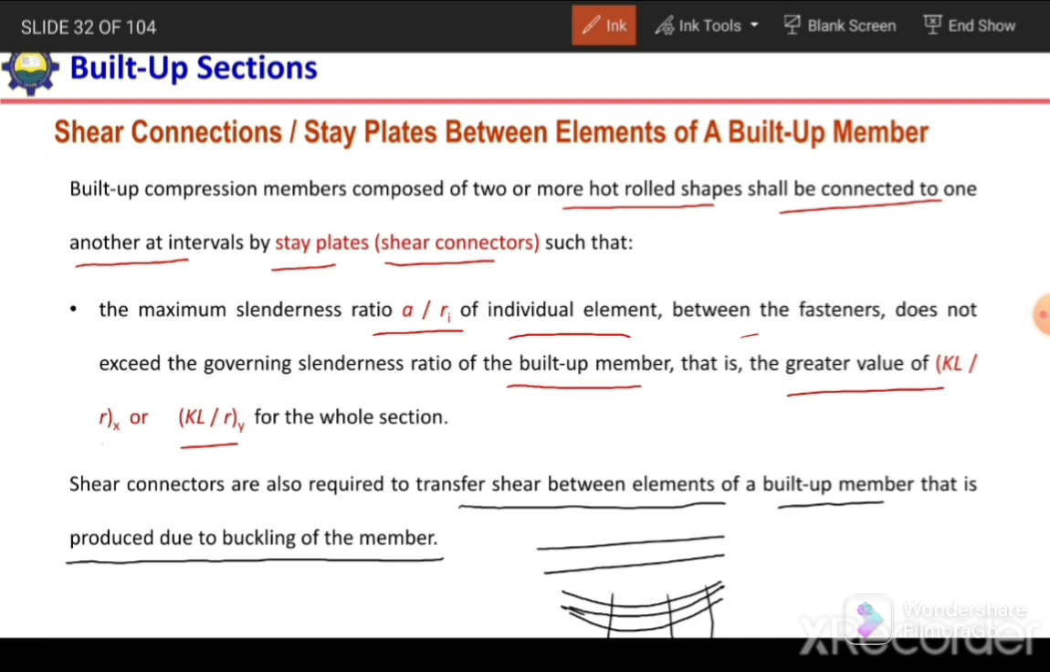So to resist the shear between these two elements of the built-up section, we need to provide shear connectors so that the shear can be transferred from one member to the other, as well as their stiffness could be increased. And when these are connected with the help of these shear connectors, the section will behave like a single unit.